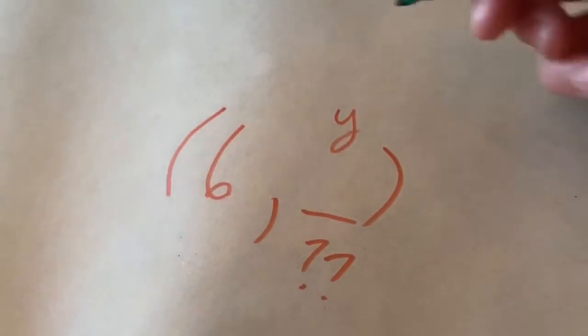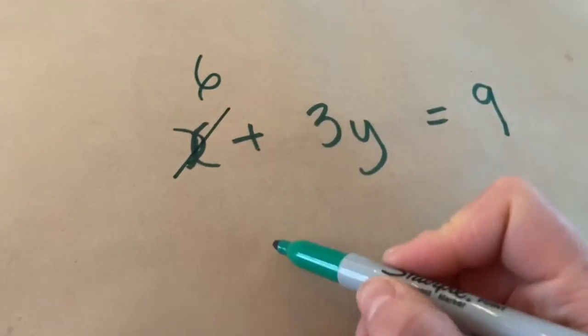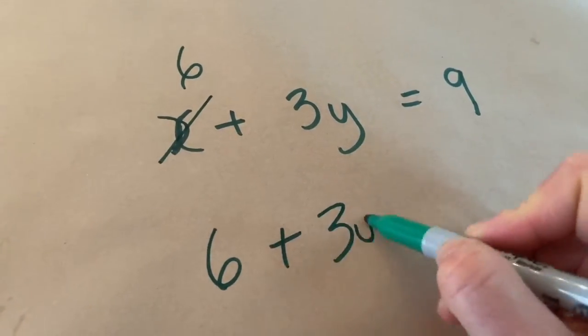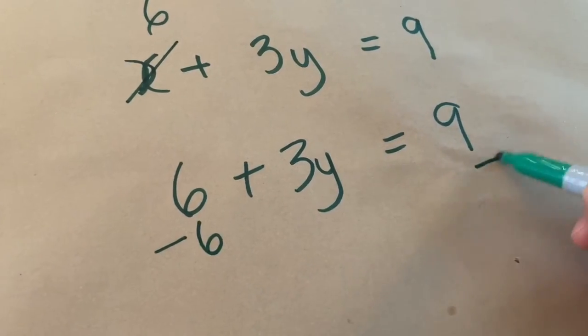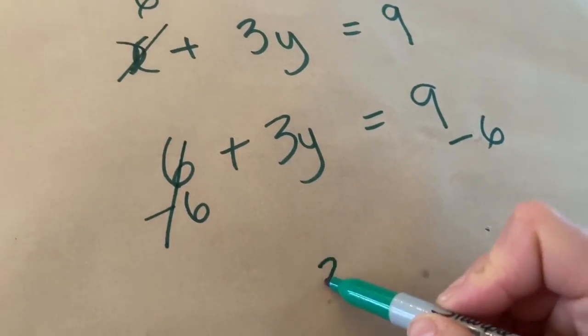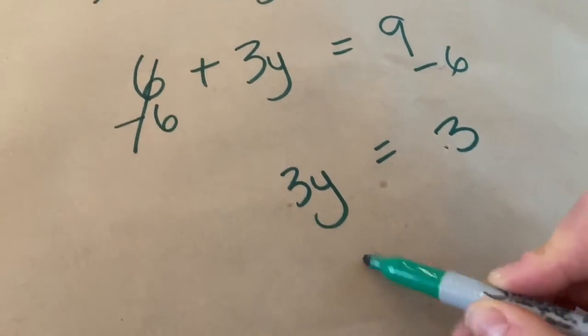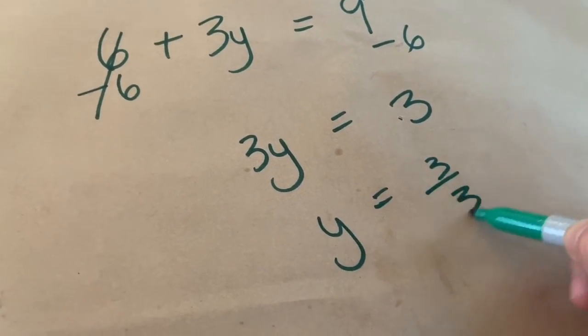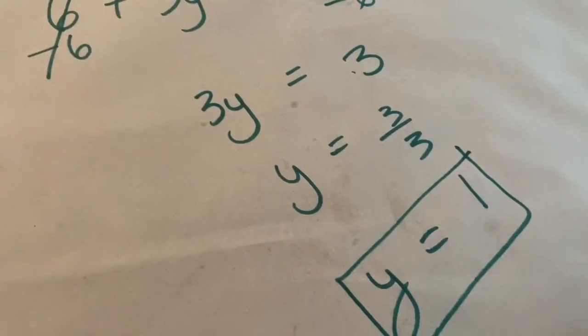I'm going to remind myself that x is equal to 6. So over here, I'm going to cross off this x and put a 6. So I have 6 plus 3y is equal to 9. I want to get rid of the 6 here. So I get 3y is equal to 9 minus 6 is 3. And that means that y is equal to 3 divided by 3. y is equal to 1.